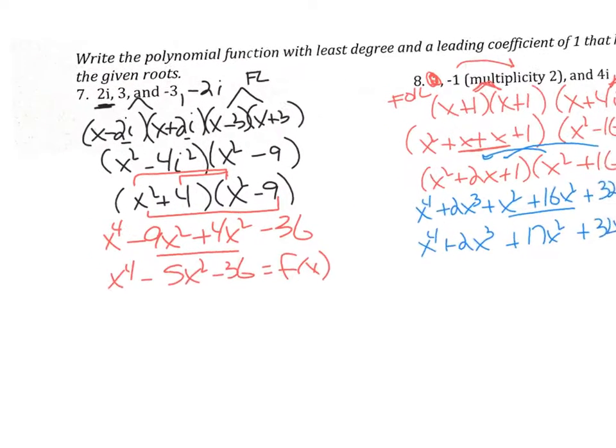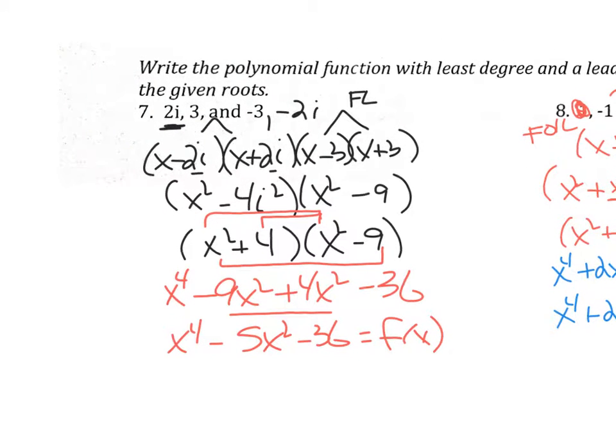Okay, number 7, it's going backwards. To give you the answers, you've got to come up with the equations. So remember, if they give you 2i, that automatically means negative 2i is an answer also, and there's the other 2. So write them as factors. There's x minus 2i, x plus 2i, x minus 3, x plus 3. Now this one's really neat because these 2 are conjugates and those 2 are conjugates.